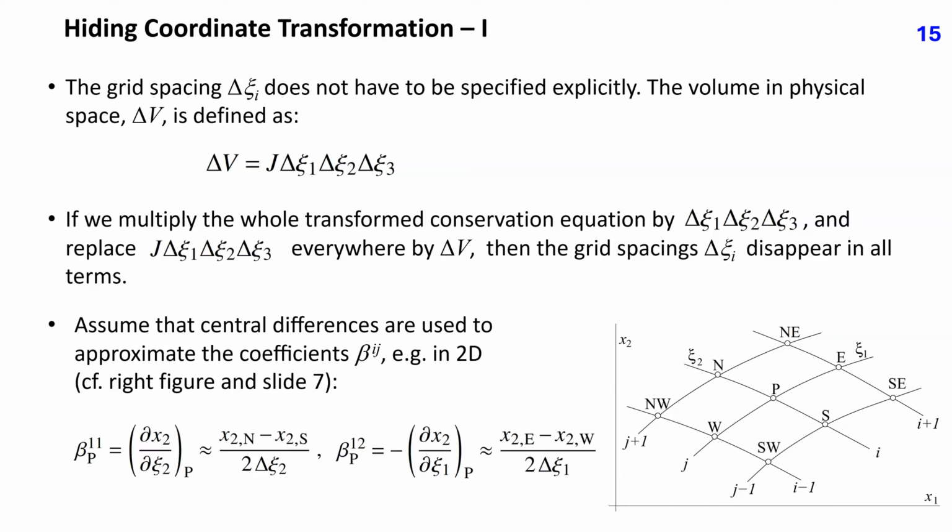Assume that central differences are used to approximate the cofactors beta ij. In 2 dimensions, beta 1 is approximated as x2 at node n minus x2 at node s divided by 2 delta psi 2. Analogously, beta 2 is approximated as x2 at node E minus x2 at node W divided by 2 grid spacings.